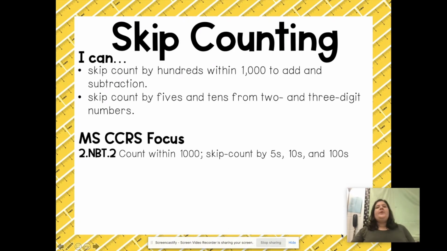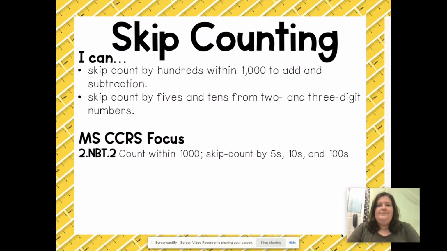Today we're going to be going over skip counting. By the end of this video, you're going to be able to skip count by hundreds within 1,000 to add and subtract. You're also going to be able to skip count by fives and tens from 2 and 3-digit numbers. And our focus standard for this video is 2.NBT.2, count within 1,000, skip counting by fives, tens, and hundreds. Let's go ahead and get started.